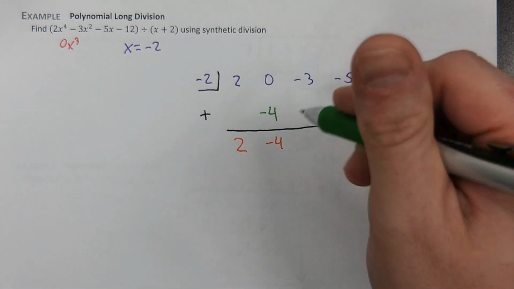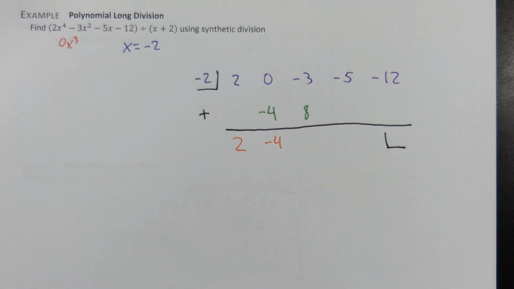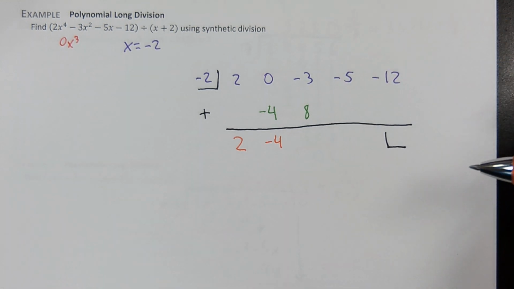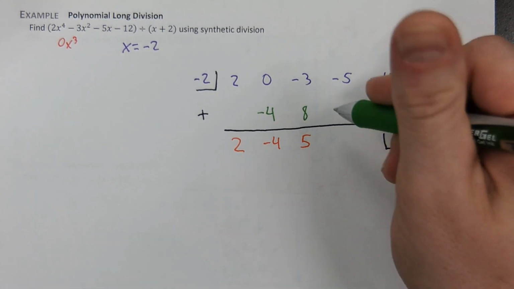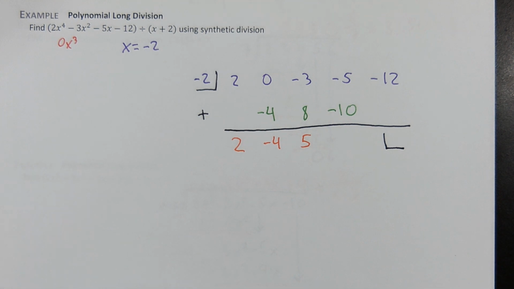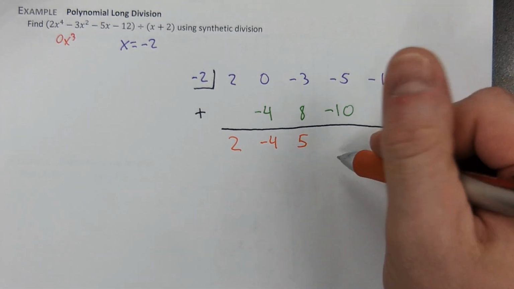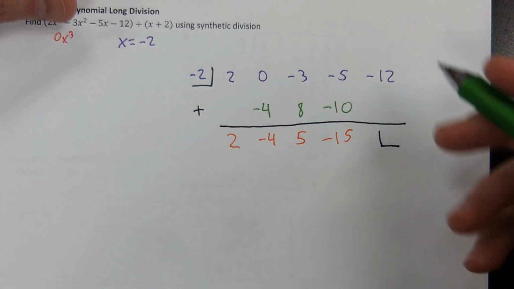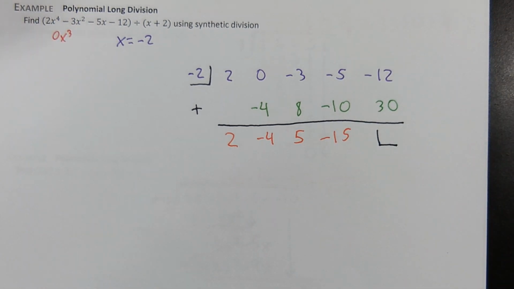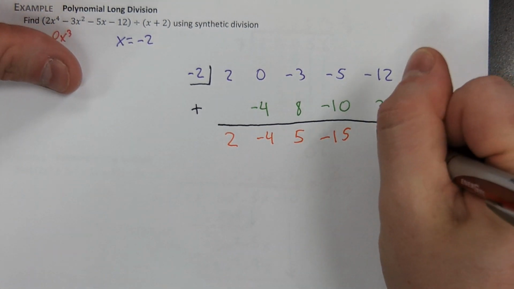-2 times -4 is +8. Adding straight down gets you 5. -2 times 5 is -10. Adding straight down is -15. You know what else makes this so much easier? Because we're adding, we never have to worry about minus negatives. Do we? It's like literally just put the numbers together and see what you get. -2 times -15 is +30. And -12 plus 30 is +18.